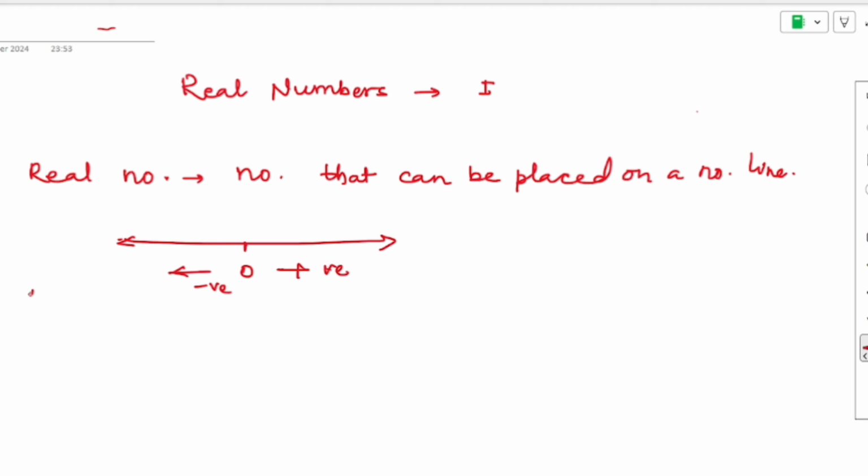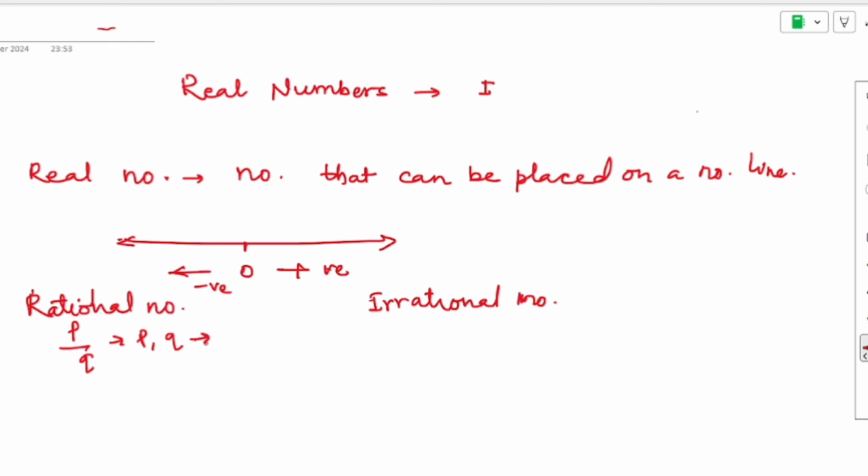Real numbers include rational numbers as well as irrational numbers. Rational numbers are integers, fractions, or in other words, numbers that can be expressed as the ratio of two integers. If any number can be written as p upon q, where p and q are integers and q is not equal to 0, then that number is a rational number.